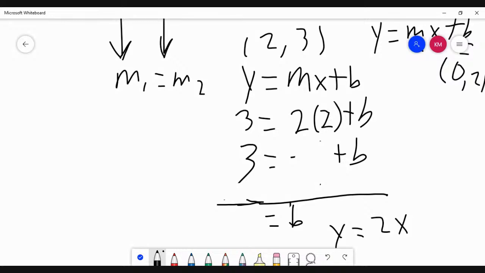So now 3 equals 2 times 2 plus b. Bring down my 3, and 2 times 2 gives me 4. I subtract 4 on both sides. The 4's cancel on the right, which leaves me with my b. And 3 minus 4 is -1. So now, if my b is negative, I put -1.